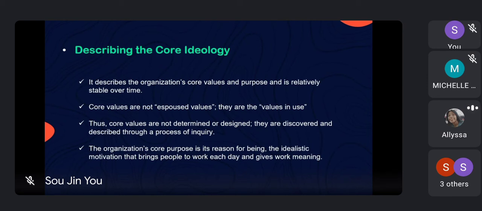Describing core ideology, ito ay ang pag-describe sa core values ng isang organization, pati na rin ang purpose ng organization, especially in the near future. Next.